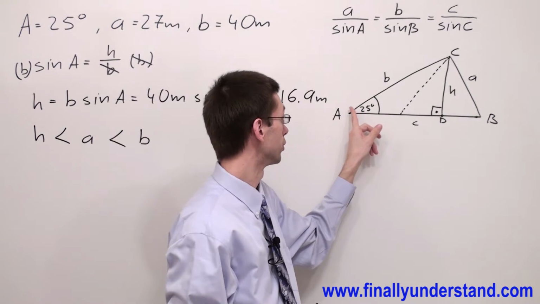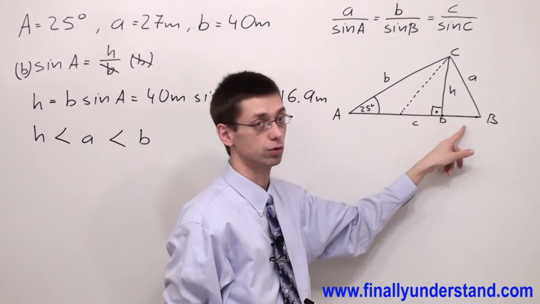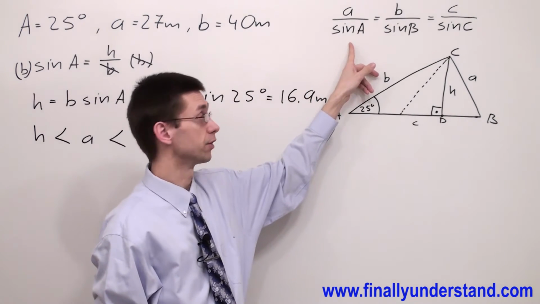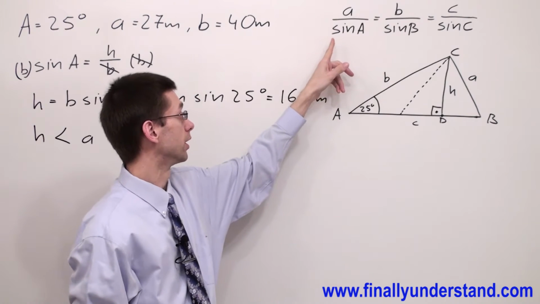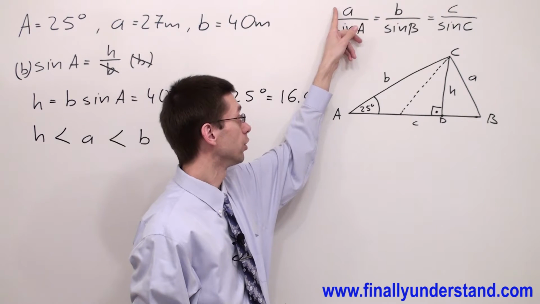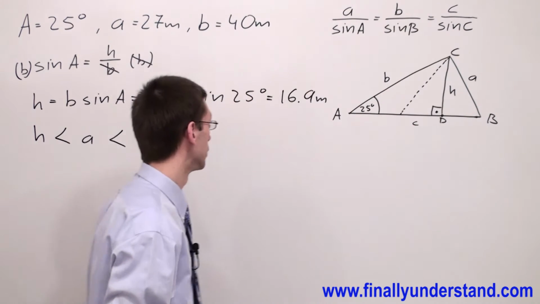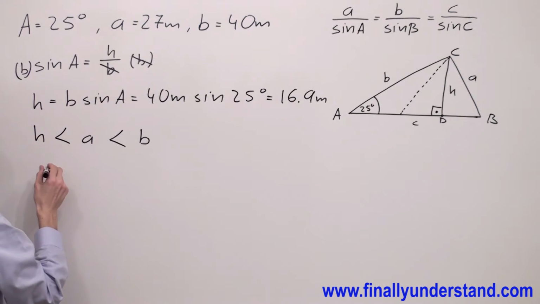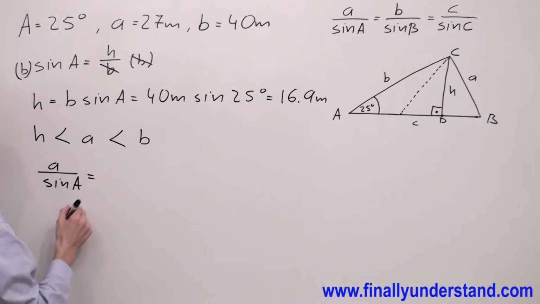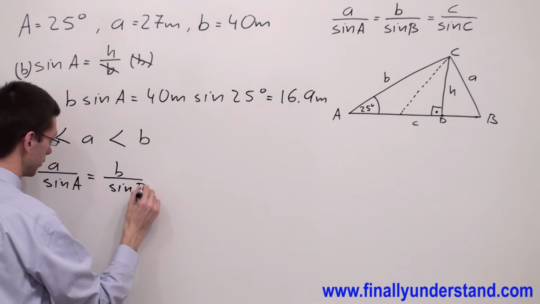So let me first do the solution for the triangle which was originally drawn on the board. What are we supposed to use? We're supposed to use the law of sines. Why? Because the angle is given, the opposite side to the angle is given, and we also have the adjacent side to the angle. So we have A over sine of A equals B over sine of angle B.